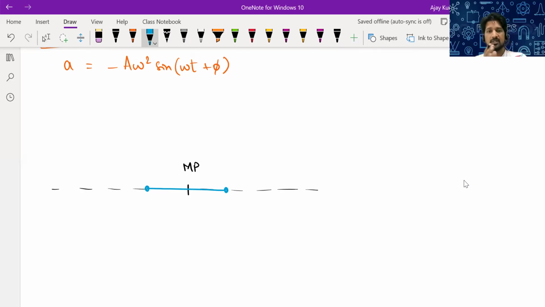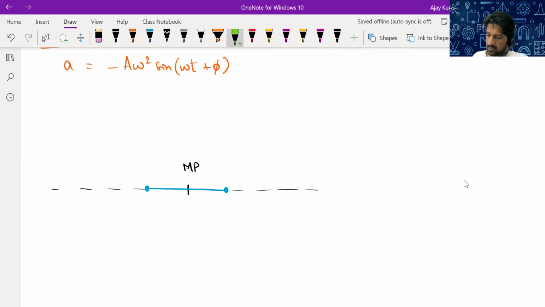Now, when the displacement is small, the force acting will be small, because in SHM the restoring force is proportional to displacement from the mean position. So when displacement is small, the force will be small. So this particle oscillating between these two positions accelerates very slowly, and it takes a certain amount of time to do the oscillation.